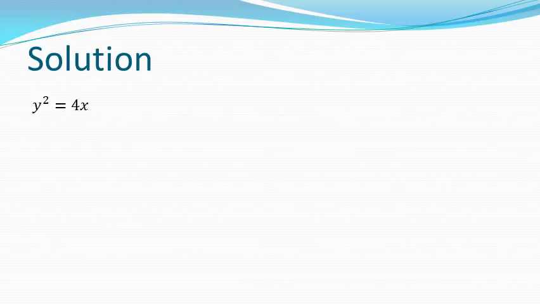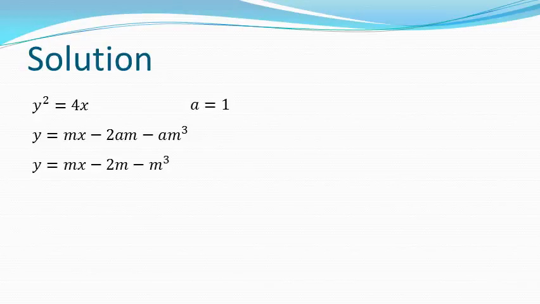Well, the equation of the parabola is y squared equals 4x. So comparing this with y squared equals 4ax, we can say that the value of a must be equal to 1. Also, the equation of the normal can be written down in this form. Over here a is equal to 1, so we can write down the normal's equation like this. Now this normal passes through the point (9, -6).